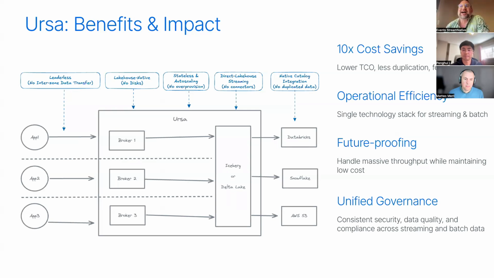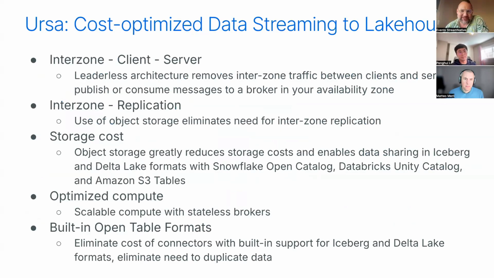So we've gone through all five of the major cost drivers of Kafka and what they look like, and then how Ursa resolves all of them. Just to summarize, the benchmark report really focused a lot on the first two, the interzone client-server and interzone replication traffic. Those were resolved with Ursa by going to a leaderless architecture. And then by using object storage, we get rid of the interzone replication, because object storage automatically makes that data available across availability zones with no additional cost beyond, for instance, the S3 requests. What we didn't focus on as much in the benchmark report are the additional cost drivers.